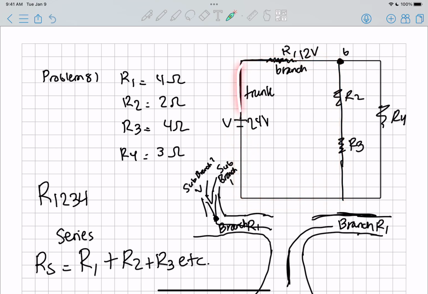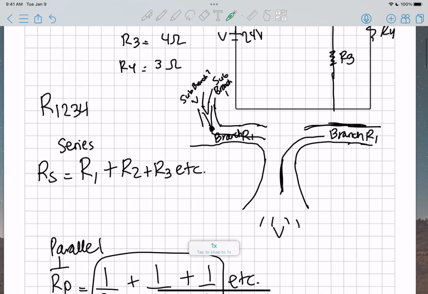So we could also pick this loop where it's just R1 and R4, right? Just R1 and R4, that could be another loop. But whatever loop we pick, we have to have that perfect voltage drop within that loop.